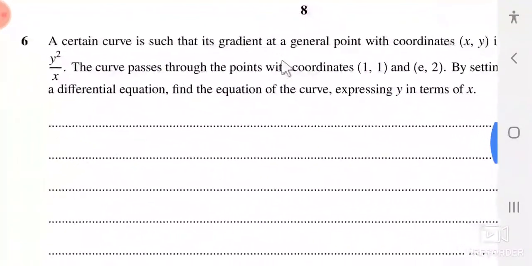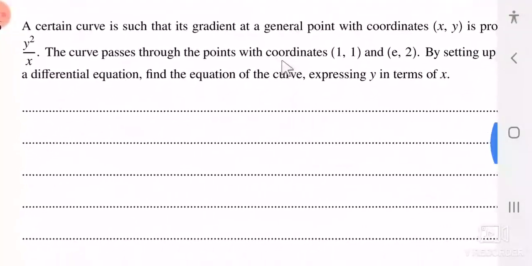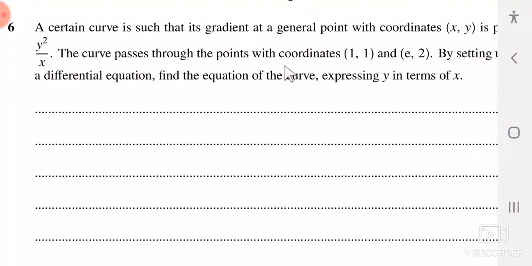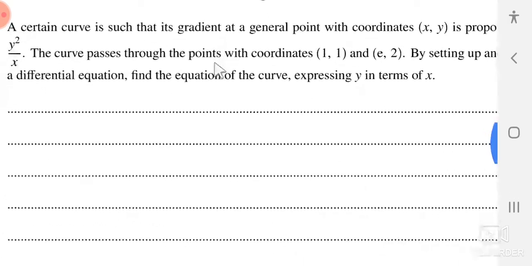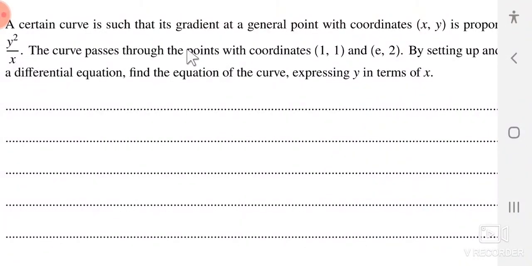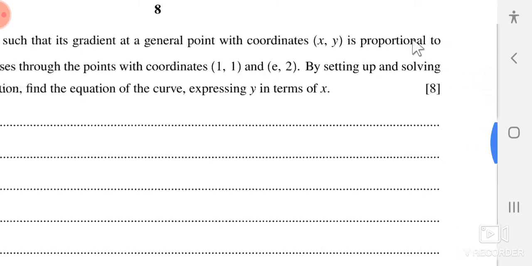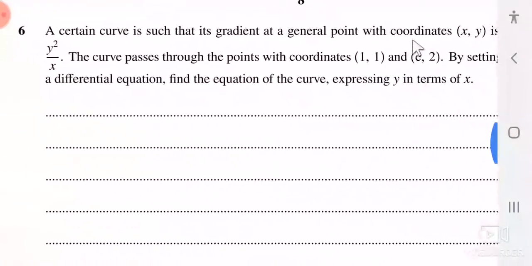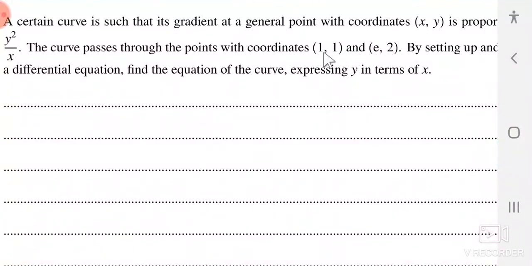And now this, my dear, is question 6. He is saying a curve is such that the gradient at a general point with these coordinates is proportional to y^2/x. The curve passes through the point given. By setting up a differential equation, find the equation of the curve, expressing y in terms of x.